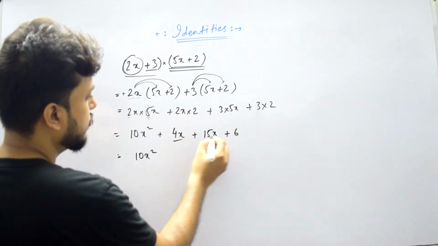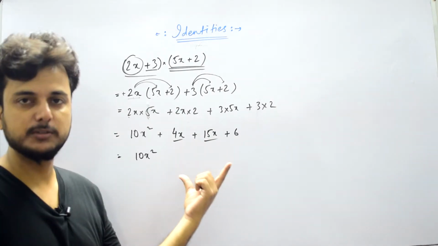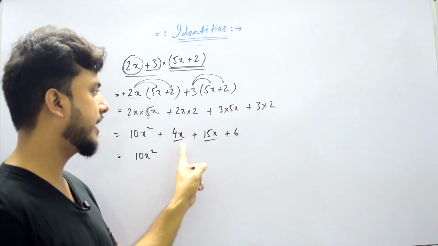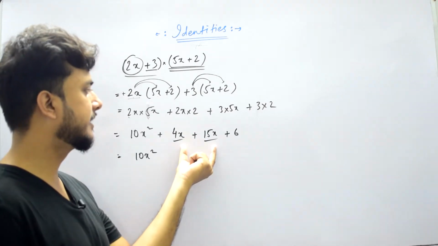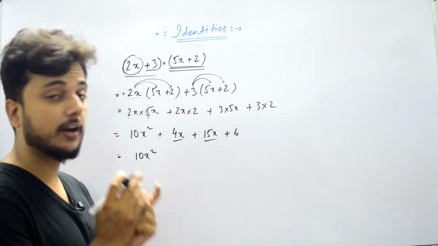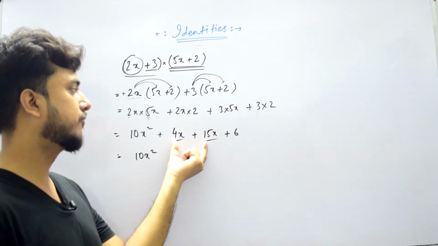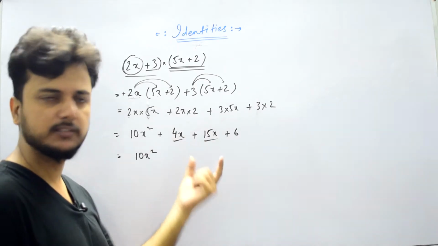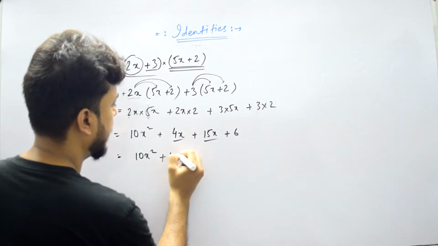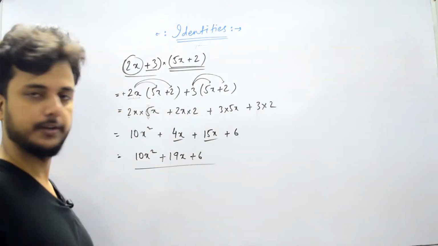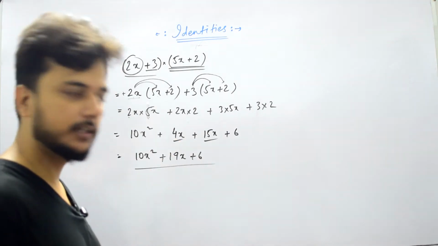Now these two are like terms. Like terms means the variable part should be the same. If two terms have the same variable part, they are like terms, so we can always simplify them. Here we add 4x and 15x, so 4x plus 15x becomes 19x, and plus 6. So this is my answer. Now let us see one more question.